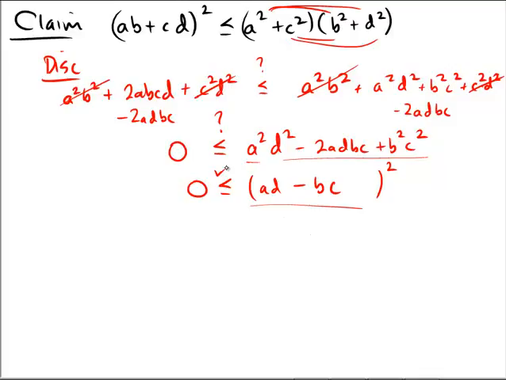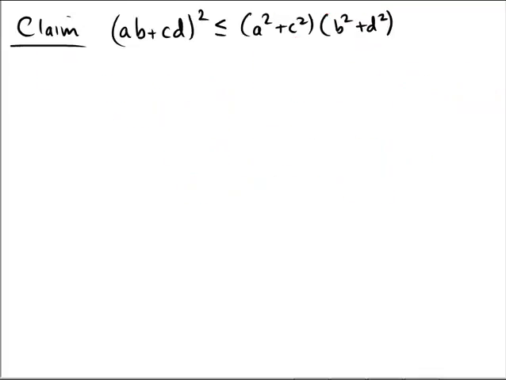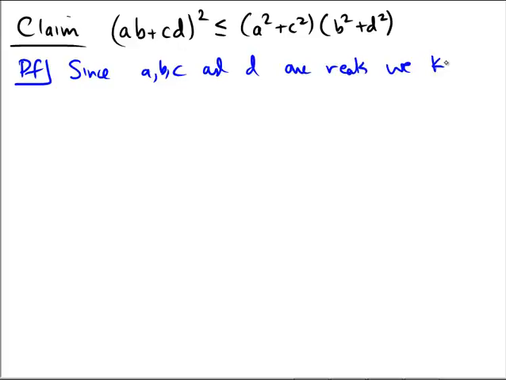So ready to take a shot at it on your own? Pause the video, think about what this says, and try to perform the proof on your own. Now, assuming you gave it a shot, let's do it together. So we're going to come down to that last statement. Since A, B, C, and D are reals, we know for a fact that AD minus BC squared will simply always be larger than or equal to 0.